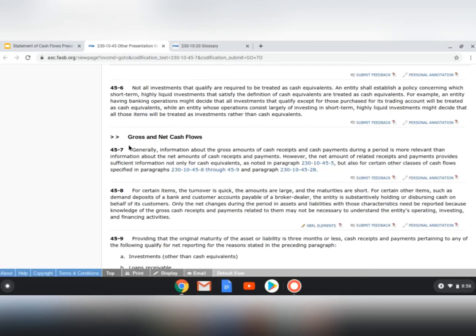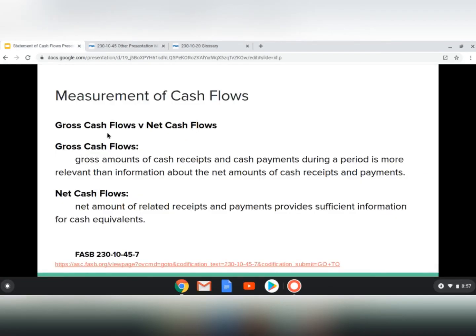And then under your net amounts, these are things that are cash equivalents. So that's why it was so important for us to know the difference between cash and cash equivalents, because gross cash flows pertain to your cash, and net cash flows pertain to your cash equivalents. Again, reinstating the importance of the difference. Next, we will go into the classifications of the statements.